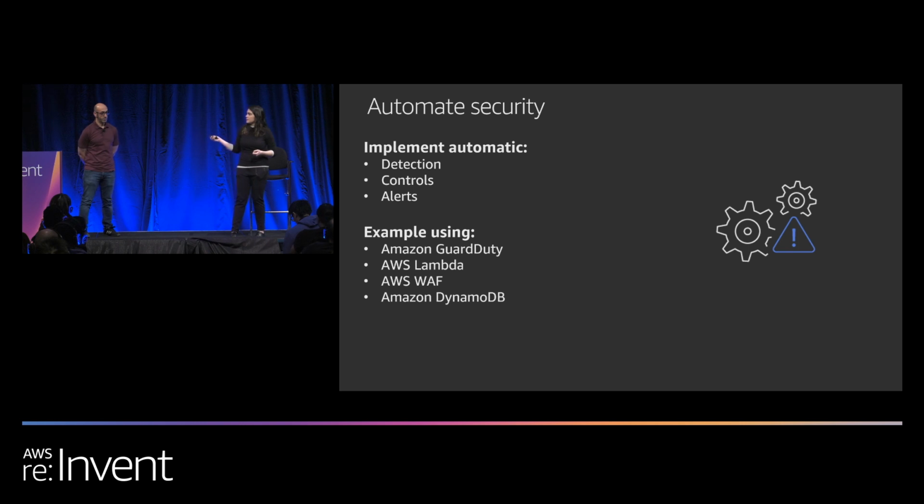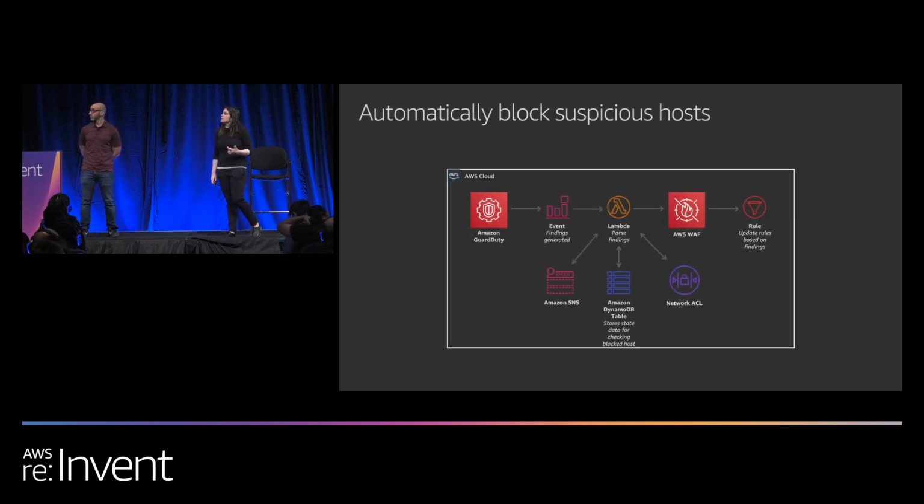We're going to look at a final example using Amazon GuardDuty for the detection, AWS Lambda for the automation, AWS WAF as part of the firewalling rules, and Amazon DynamoDB. So in this particular example, we're going to automatically block suspicious hosts based on finding types from Amazon GuardDuty. If you're not already familiar, GuardDuty is a service at AWS that constantly monitors your application and other aspects of your applications on AWS to look for things that might be anomalous or certain activities that could be suspect, and it returns those to you in the form of finding types.